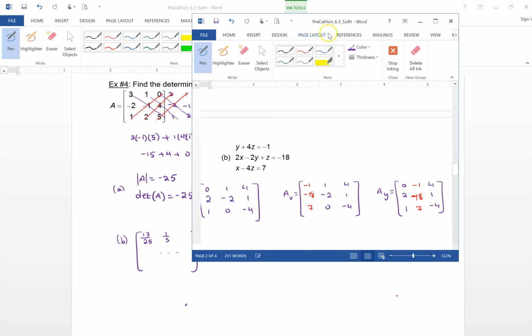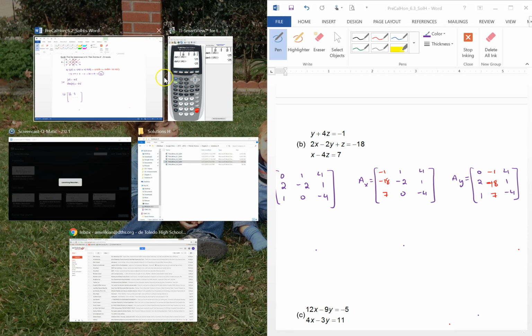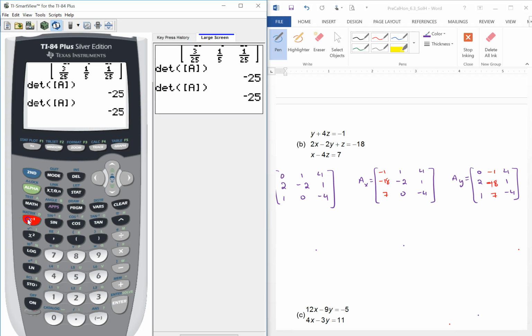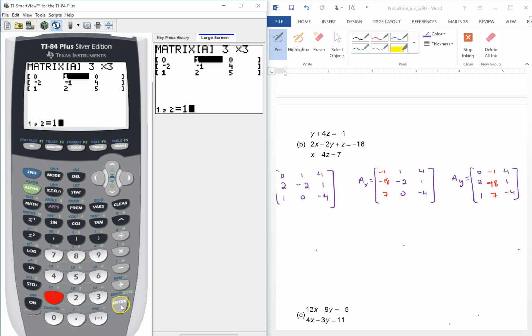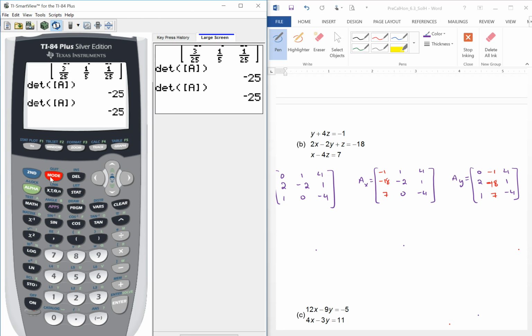So determinant of A, right, we're going to do it with a calculator. So I'll show you a quick way of doing this. All right, you go second matrix. You're going to edit the one that's already in there. So let's put our matrix in there. 0, 1, 4, 2, minus 2, 1, 1, 0, minus 4, right? Enter. Don't forget to press enter that last time. Second quit.